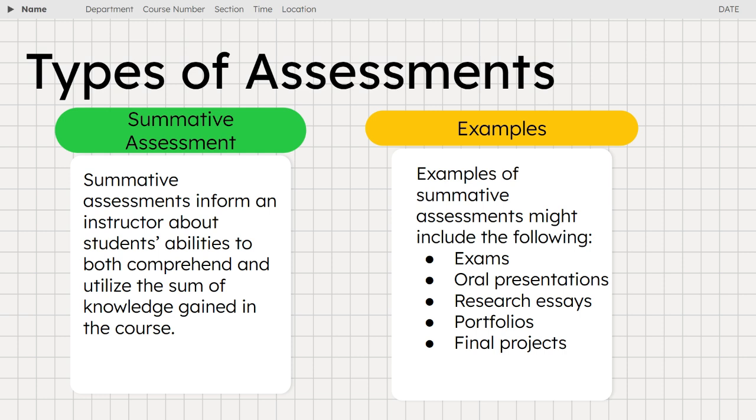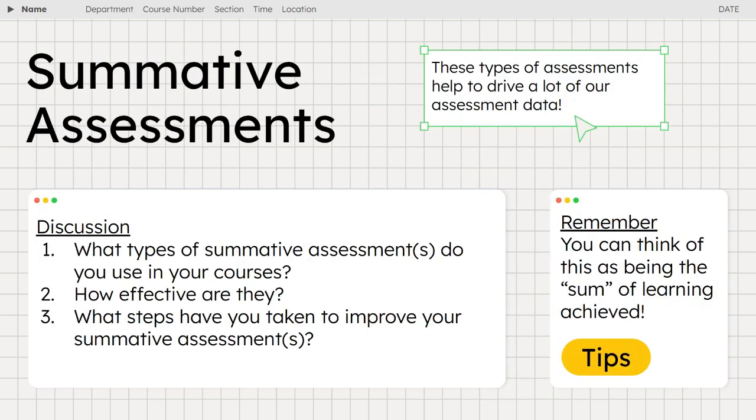Examples are definitely not limited to, but might include exams, oral presentations, research essays, portfolios, and a final project of some kind. Anybody working in academia knows that there are tons and tons of ways in which you can assess student learning, especially at the end of the course. But we can already see, comparing these examples to the ones we saw earlier, reflections, those focus groups, things like that, that these are fundamentally different, right? Especially in terms of rigor and application.